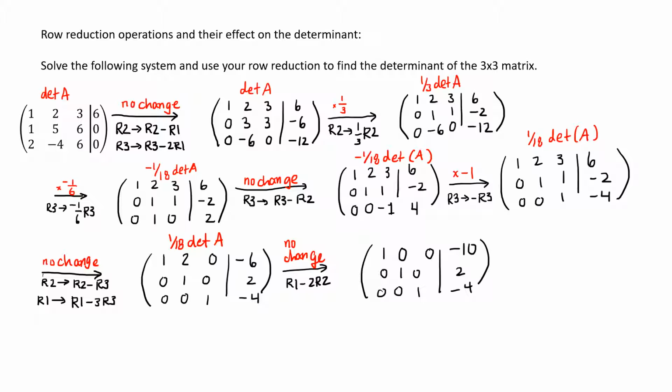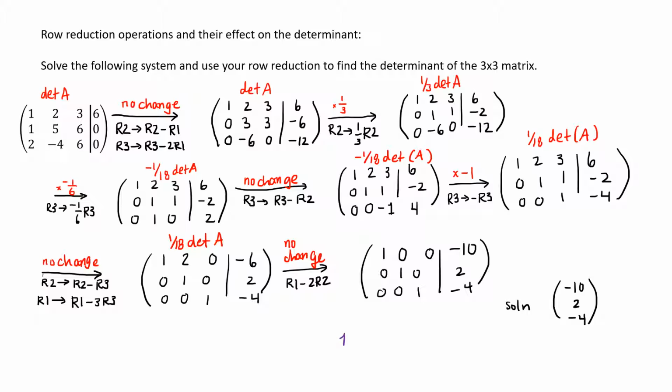All right, and now we have arrived at the identity matrix on the left-hand side. We see our solution. Our solution is going to be x equals -10, y equals 2, z equals -4. So our solution is -10, 2, -4. And let's calculate the determinant of this guy.